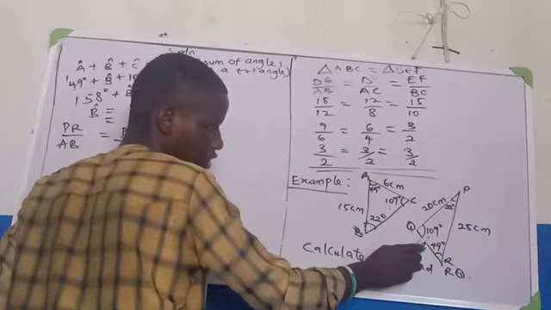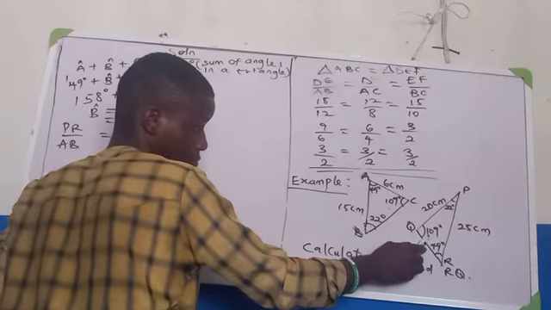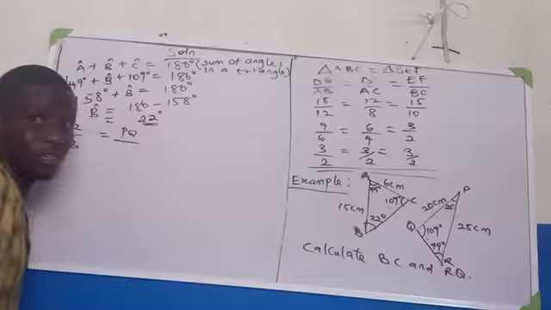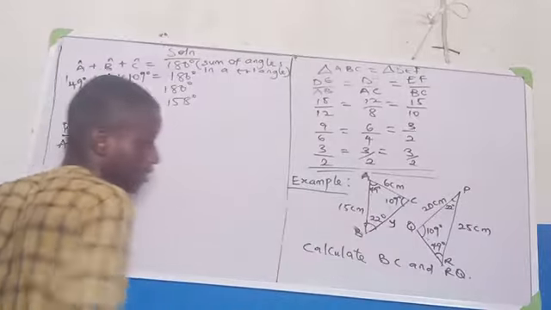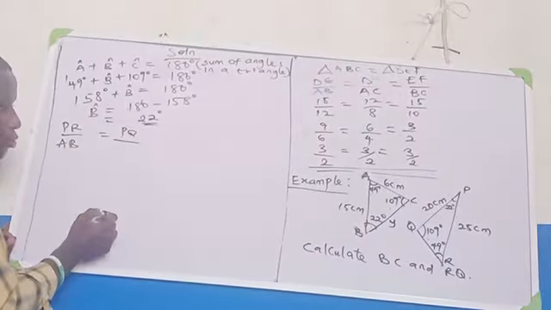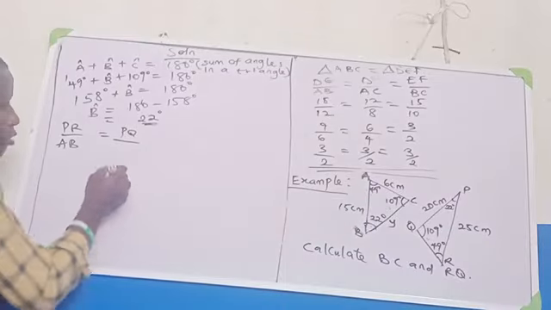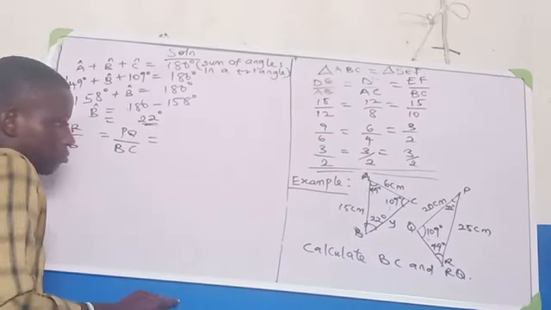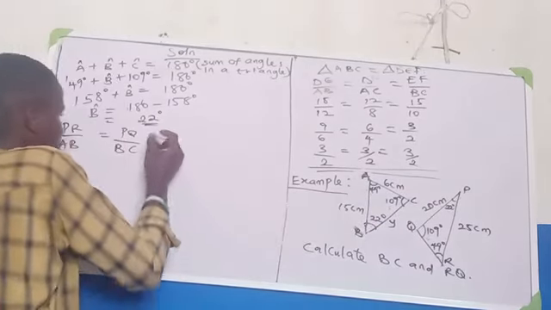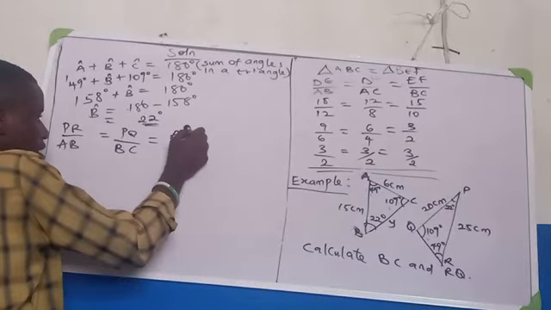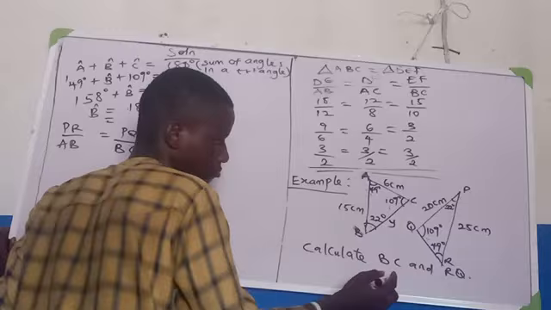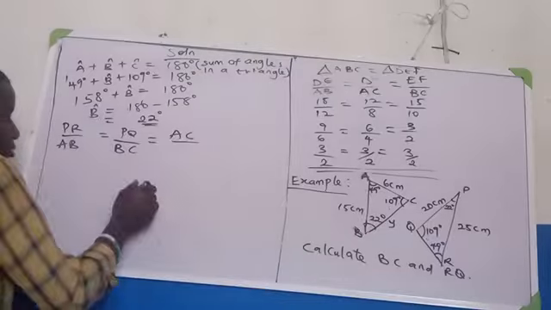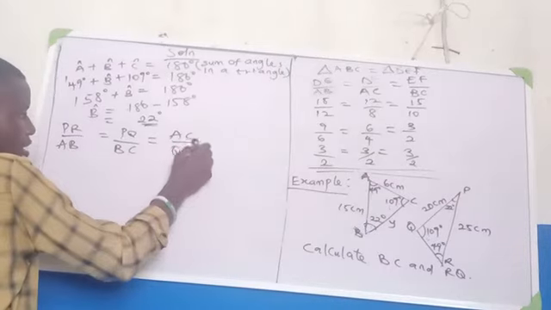PQ, 22 degrees and 109 degrees. We don't know what it is, so we can call it Y. PQ over BC. And then the final one is AC, all over QR. QR. Thank you.